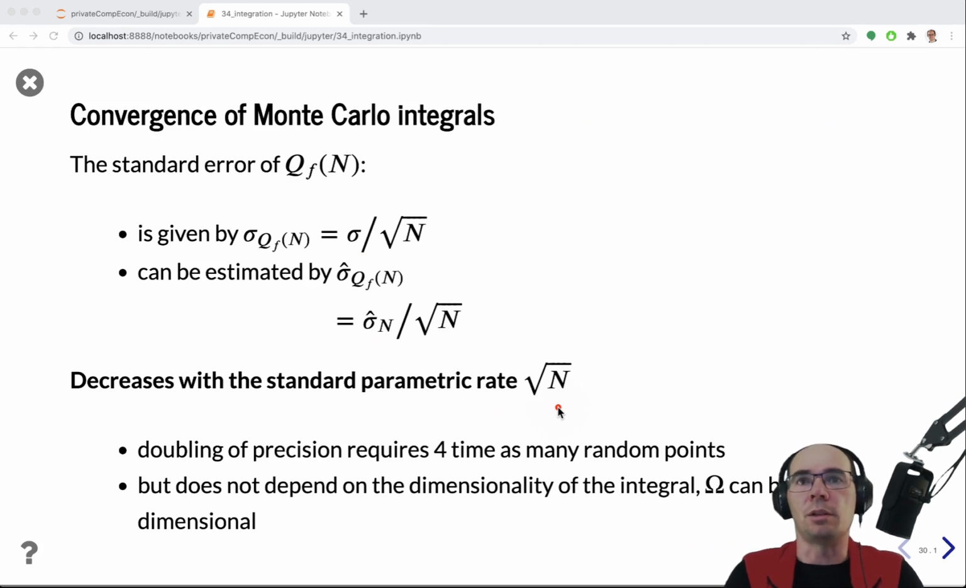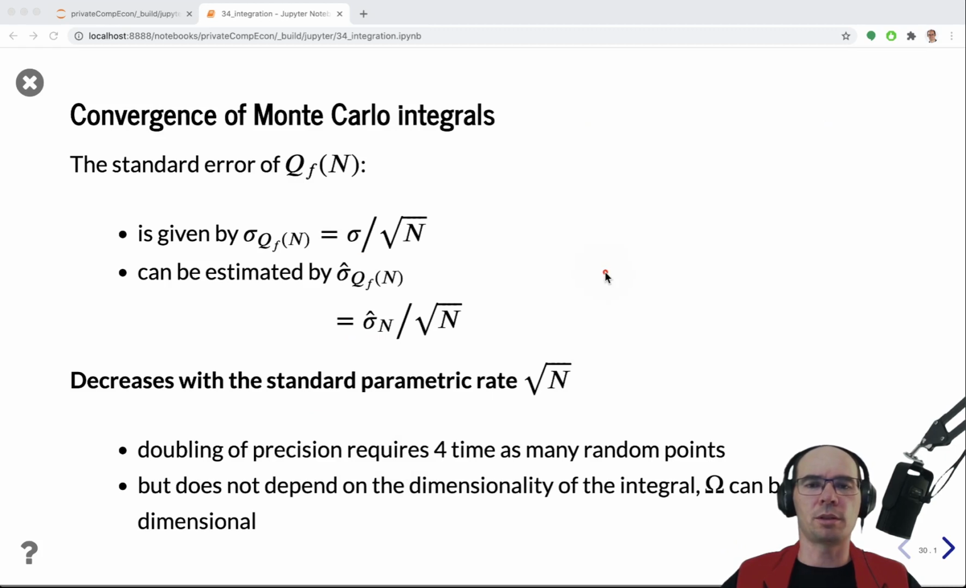And what does it mean? Well, it means that in order to double the precision of the estimate, we need 4 times as many random points. That's what we just saw. It was even worse, but of course this is a random realization, so it holds on average. But that tells us that Monte Carlo integral is not very precise. In order to increase precision, we need a lot of random draws.